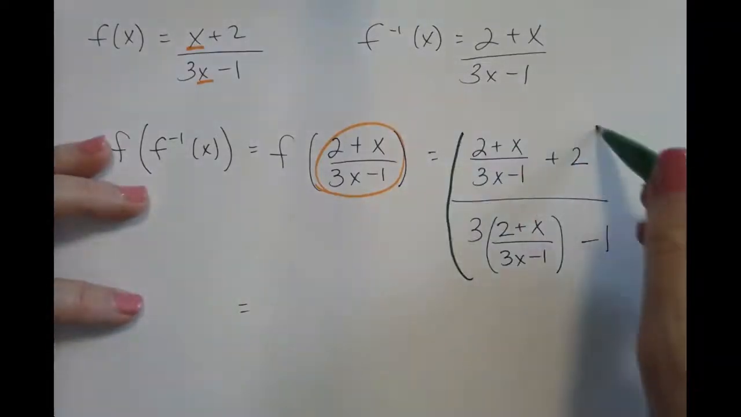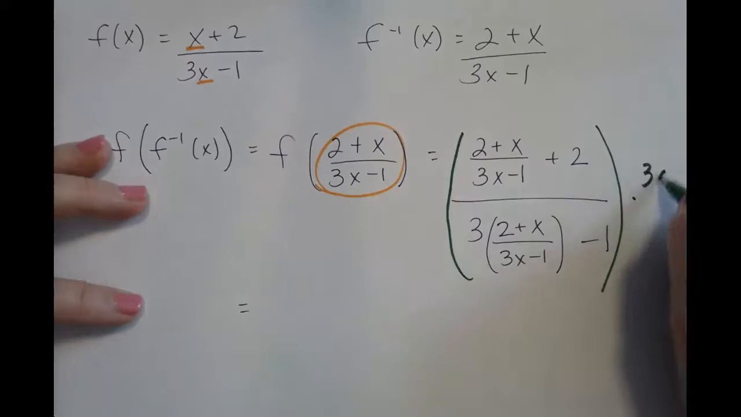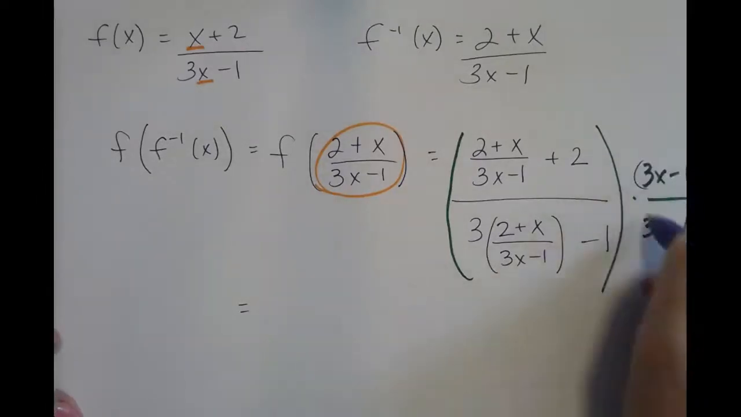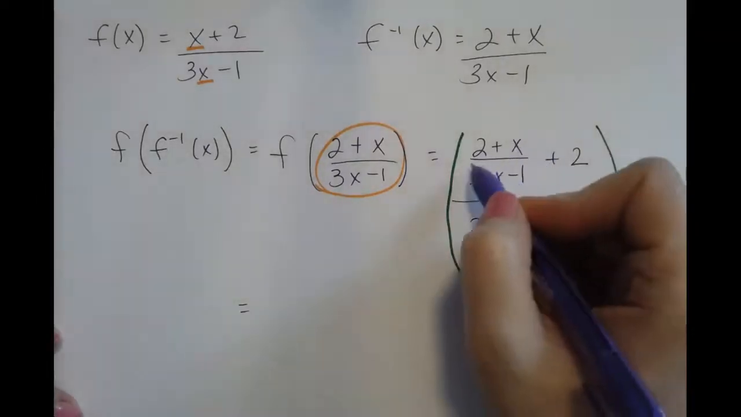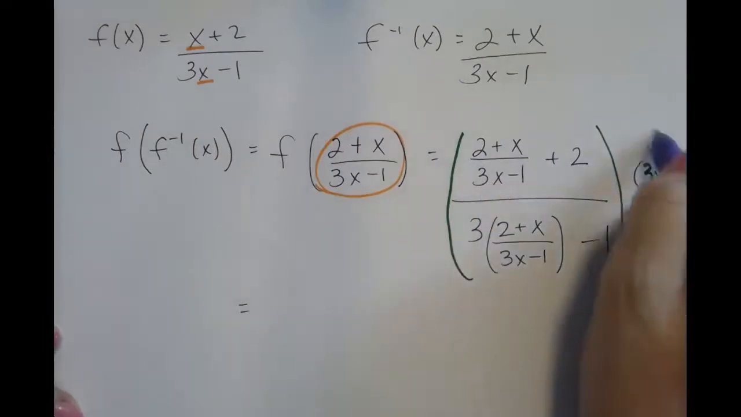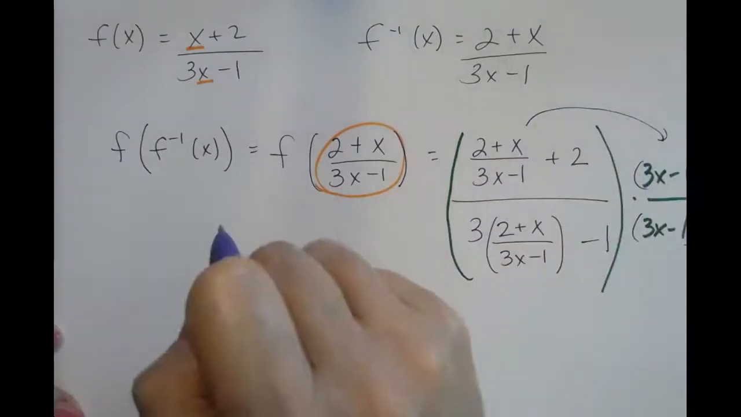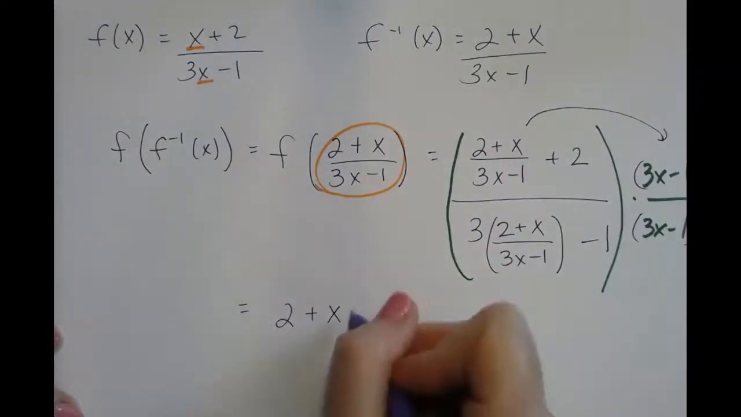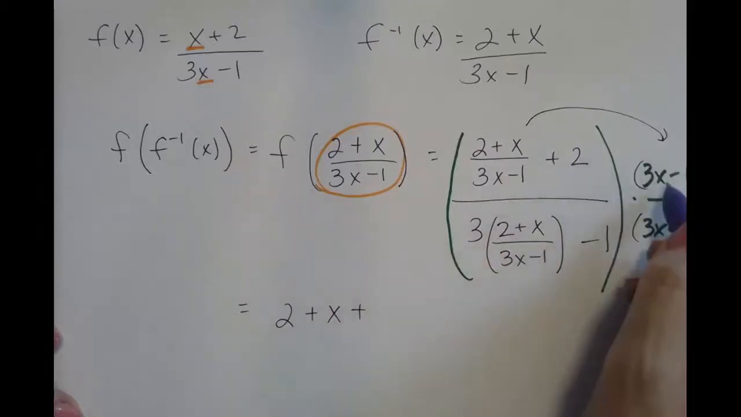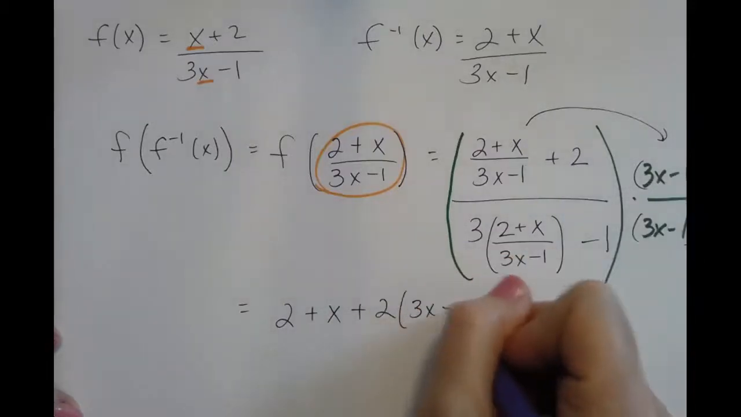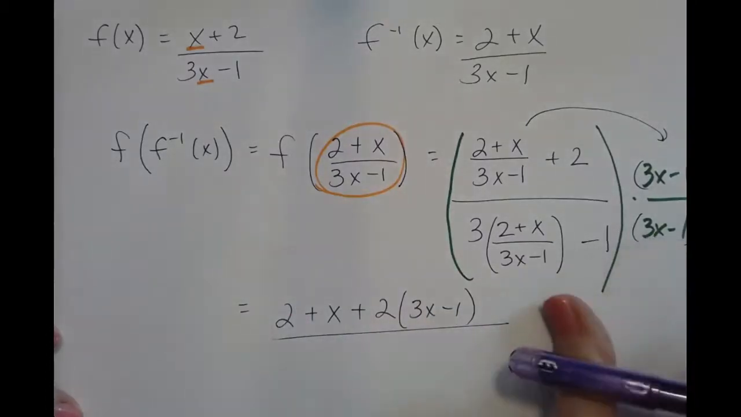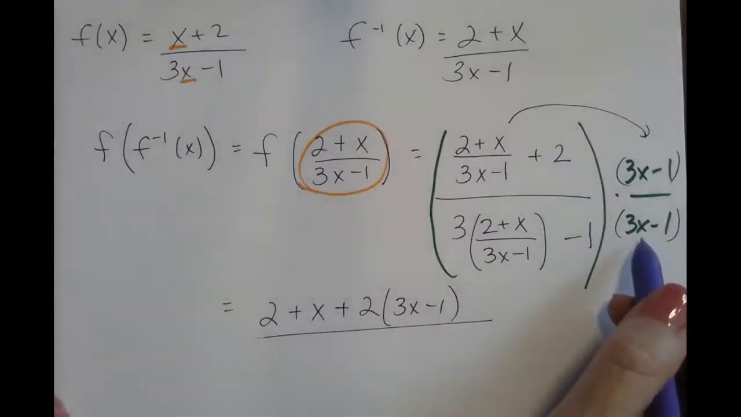So I am going to multiply everything by 3x minus 1 over 3x minus 1. Remember, it's a quantity. So 2 plus x over 3x minus 1 times 3x minus 1, they cancel, and I get 2 plus x plus 2 times 3x minus 1. There we go. Goodbye fraction. To the bottom, the quantity, 3x minus 1.